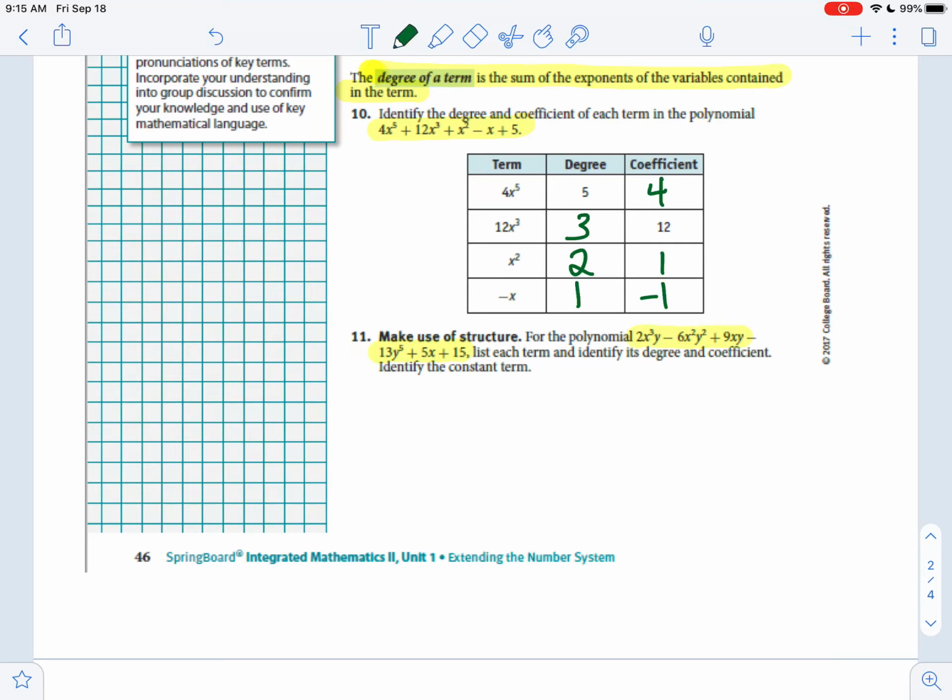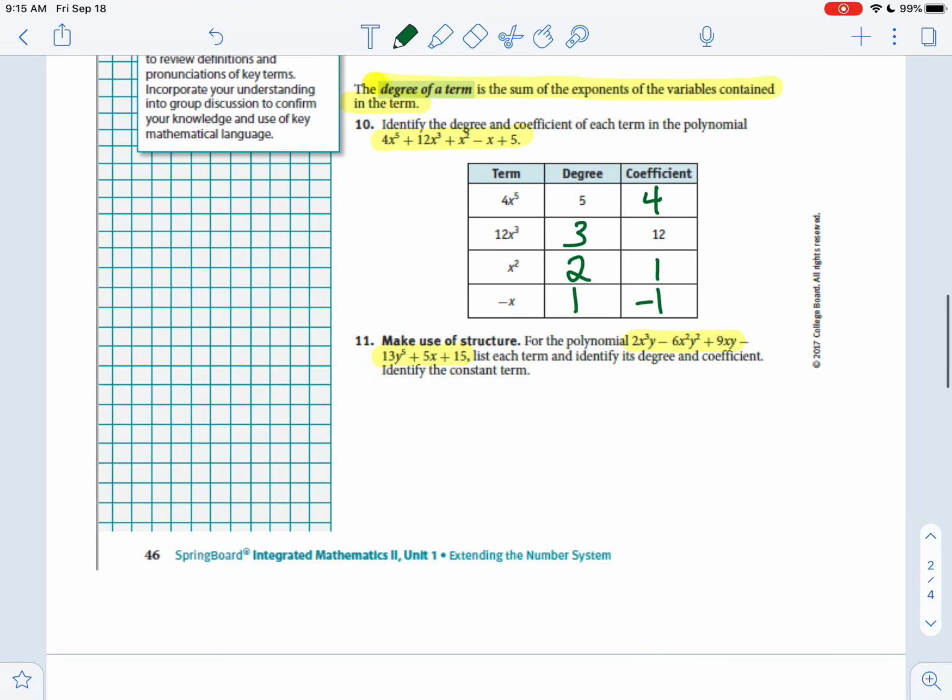Okay, so I'm going to pick out a couple of those terms to write out. Let's take the first one. The first one is 2x to the third y. So if I wanted to get the degree, I would have to actually add the powers of the variables. So it's 3 plus 1, which would be 4. Okay, and then the coefficient is going to be 2.